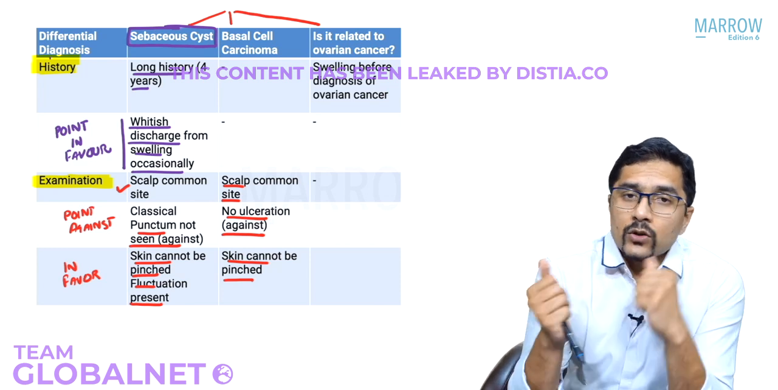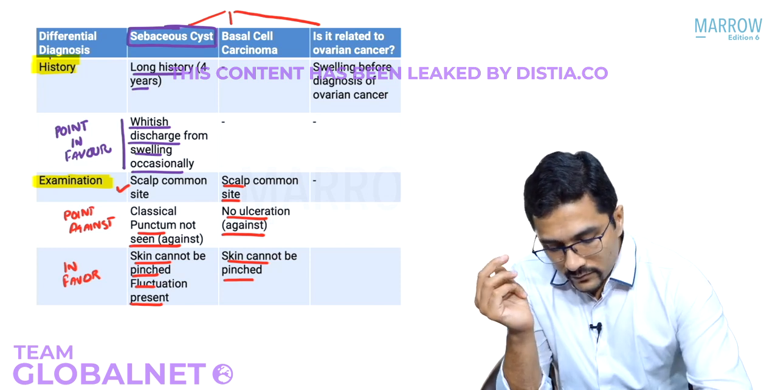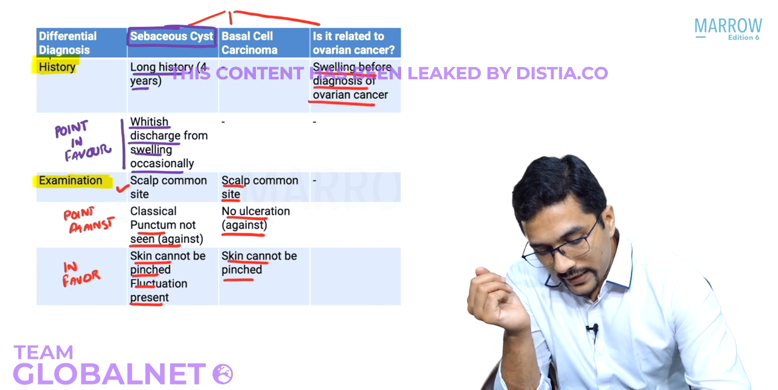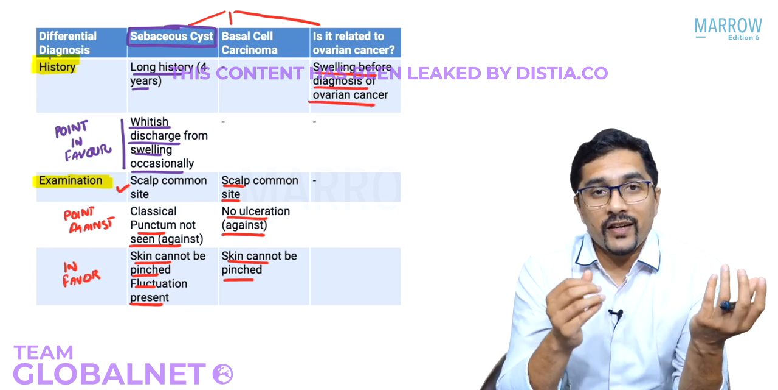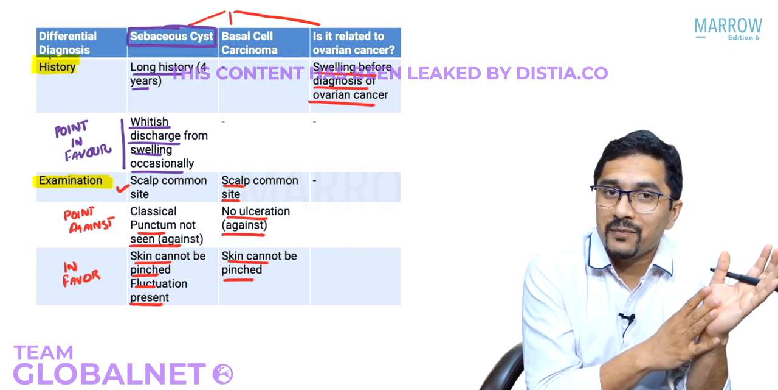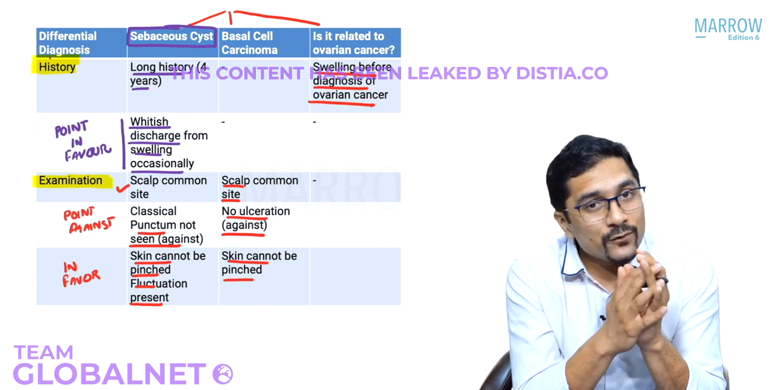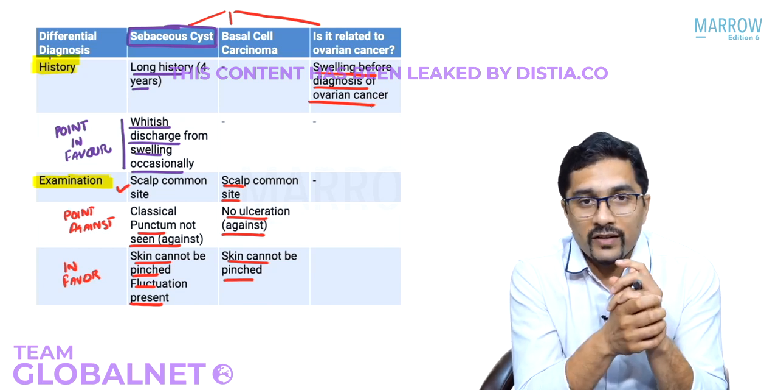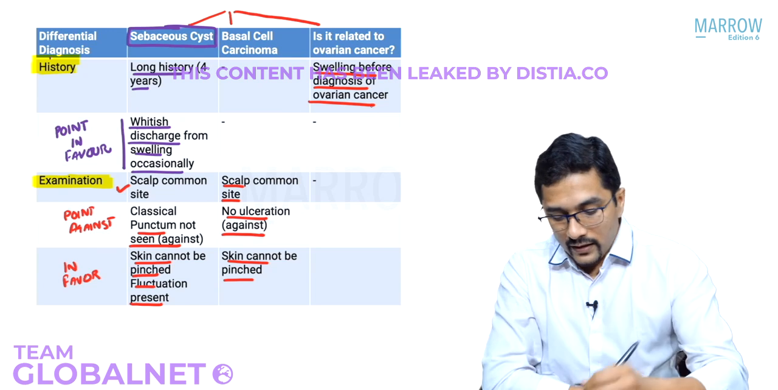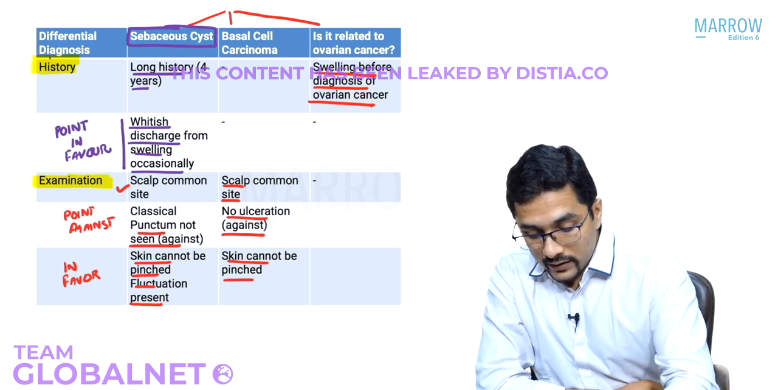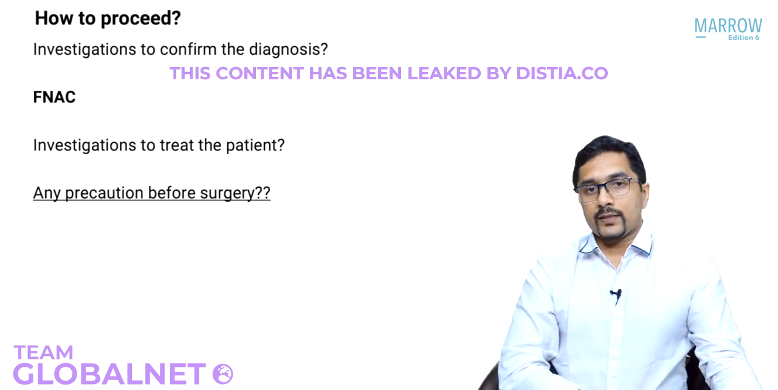Now, is it related to ovarian cancer? Swelling was present even before the diagnosis of ovarian cancer. Ovarian cancer was 9 months back. This has been there for the last 4 years, so not related to ovarian cancer, right? So this is how you defend your differential diagnosis.